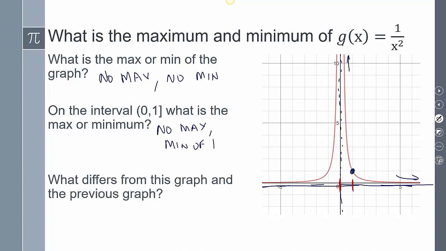Now, what differs from this graph and the previous graph are the asymptotes. And once again, this is what makes limits so important. Right now I can't conclude what the minimum is over the entire graph. But with a limit, I can conclude that it at least approaches a certain number.